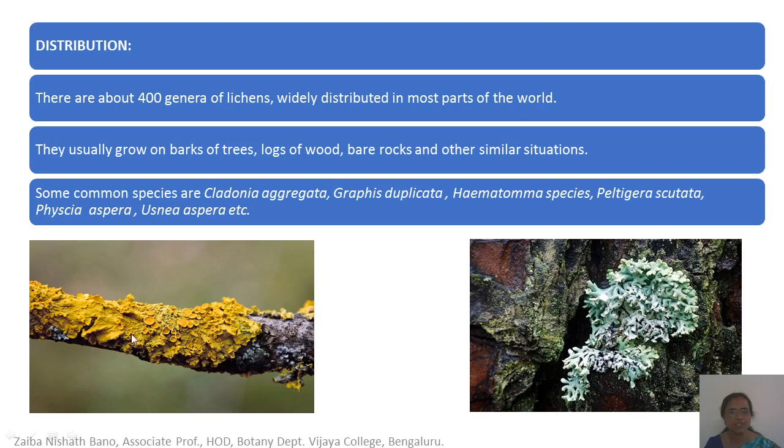You can also see here that this lichen is orange-yellow in color. One more lichen is there here. You can see it is sort of foliar in nature. This is also growing on the bark of a tree. And some of the common species to name are Cladonia aggregata, Graphis duplicata, Haematomma species, Peltigera scutata, Phaeographis aspera and Usnea aspera.